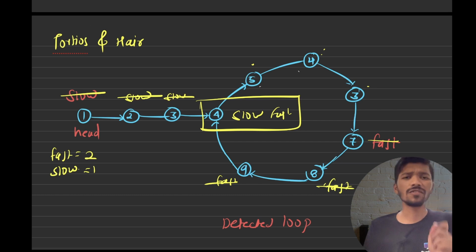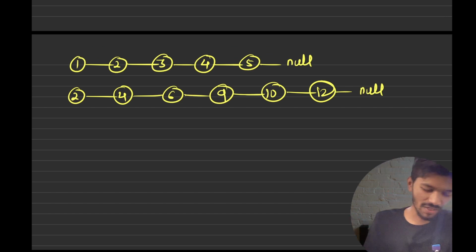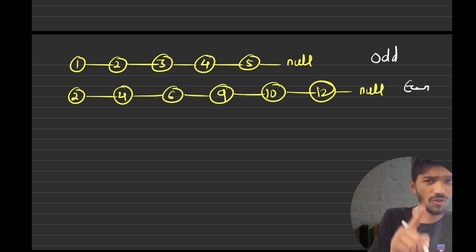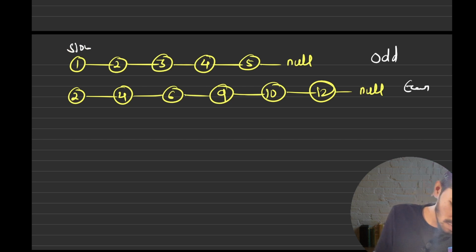So this was the case if our linked list contains a loop. Now the big question comes in: what if our linked list does not contain a loop? As discussed earlier, this is for the odd length and this is for even length. So I am going to perform the same slow and fast pointer thing. This is our slow and this is the fast, both pointing to the head.